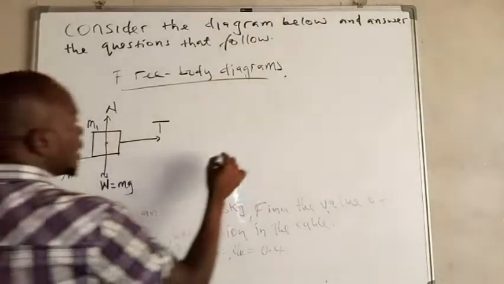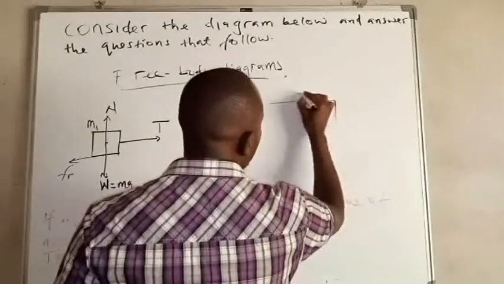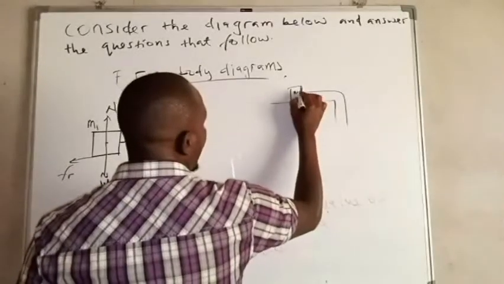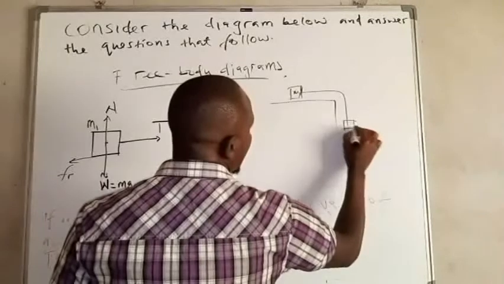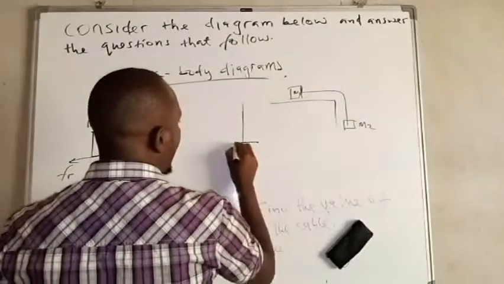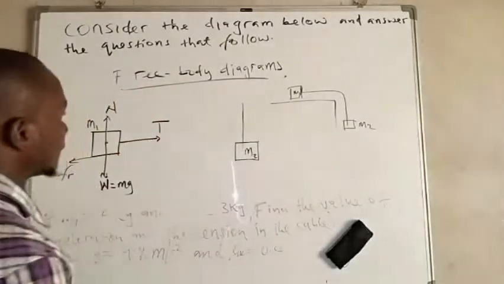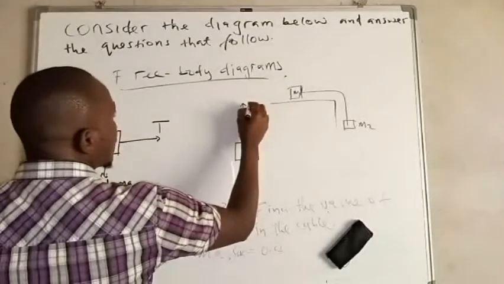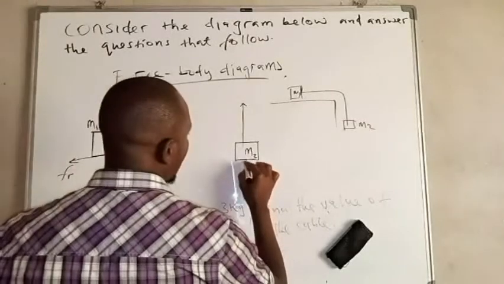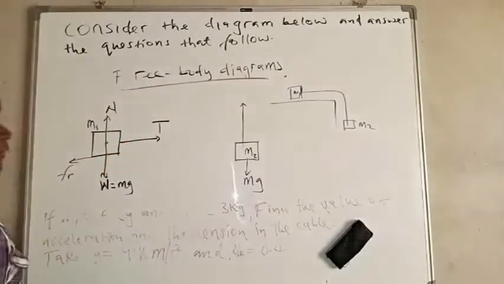So this is for M1. Then we have the one for M2. If this is M1, then this is M2, and this is the tension. Since it is moving in this direction, we have mg here, which is the weight for this.